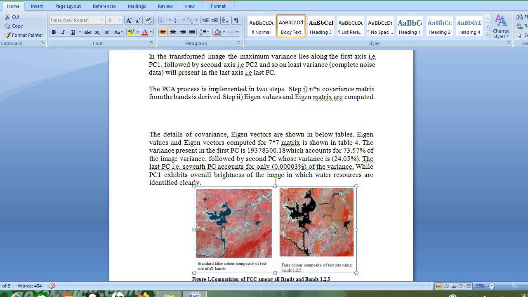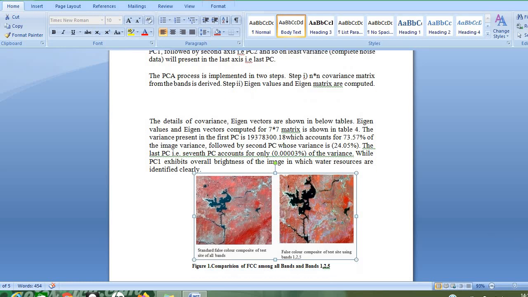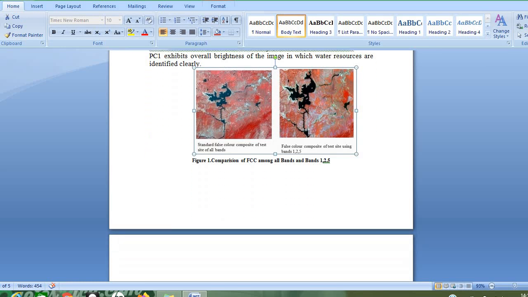0.00003. While PC1 exhibits the overall brightness of the image, in which water resources are identified clearly. Here I am focusing on this image to represent where water features are getting reflected or shown clearly.